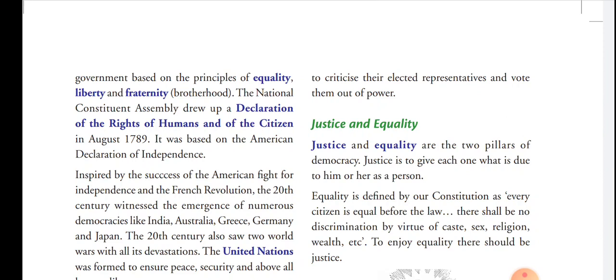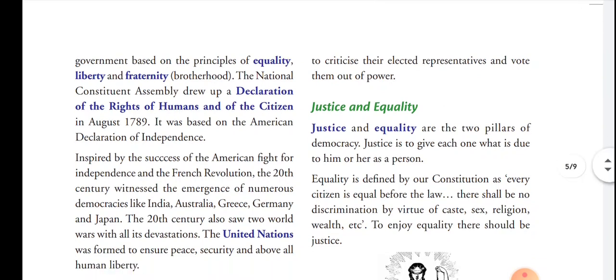They can vote them out. They can vote them out of the power, which means they choose another representative. This is the meaning of rule by the people.